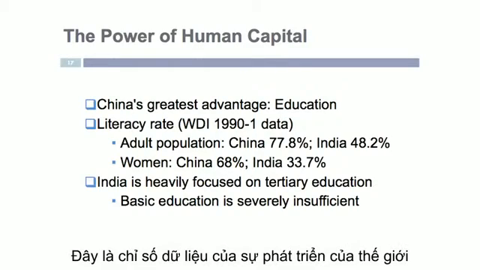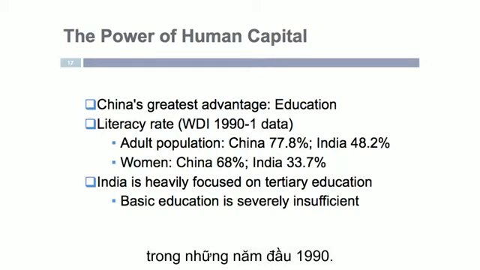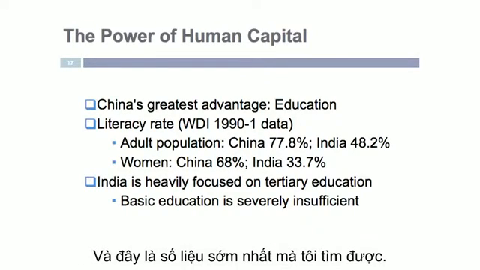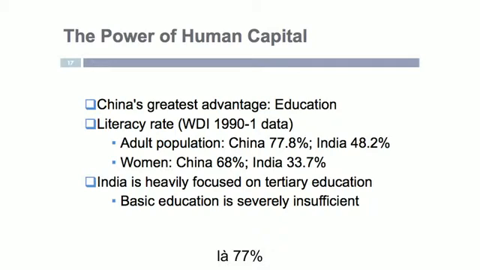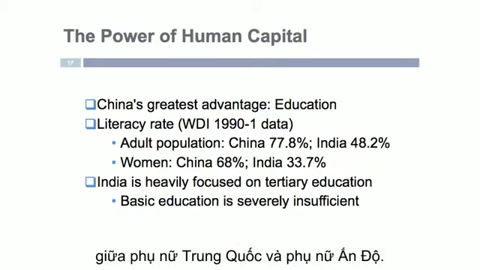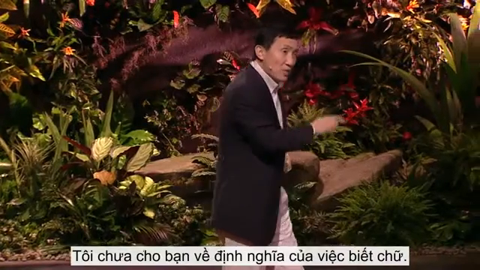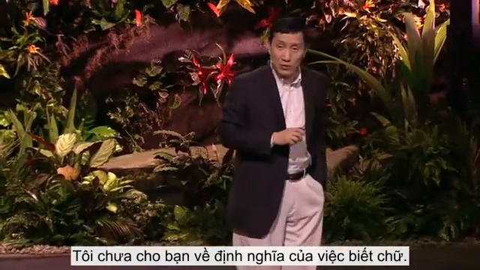This is the World Development Index indicator data in the early 1990s, and this is the earliest data that I can find. The adult literacy rate in China is 77% as compared with 48% in India. The contrast in literacy rate is especially sharp between Chinese women and Indian women. Okay? I haven't told you about the definition of literacy.